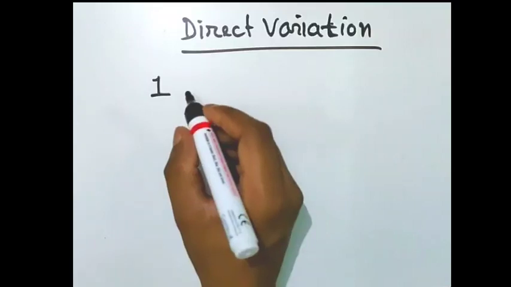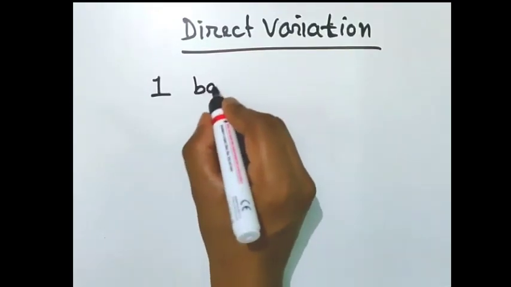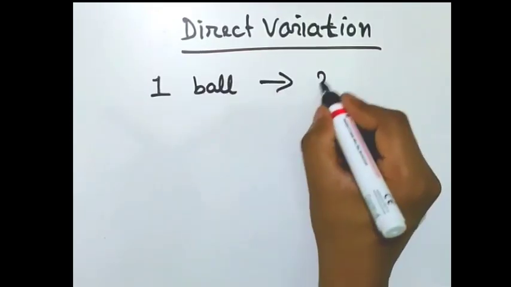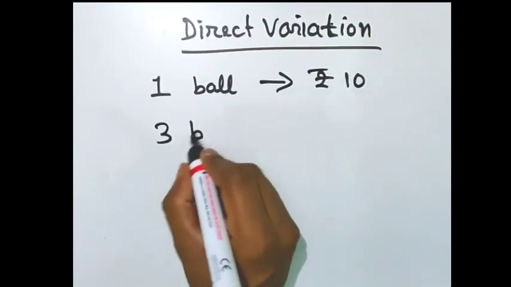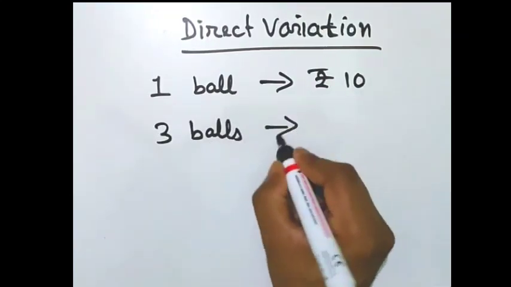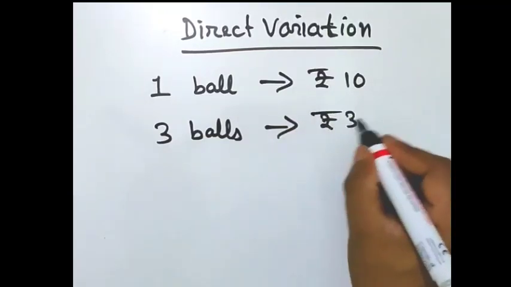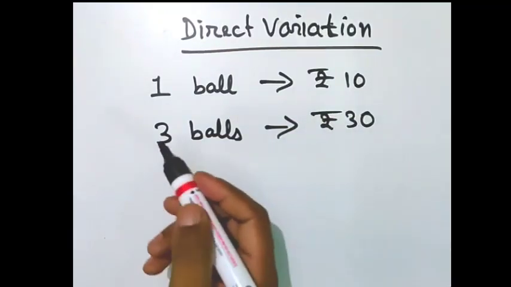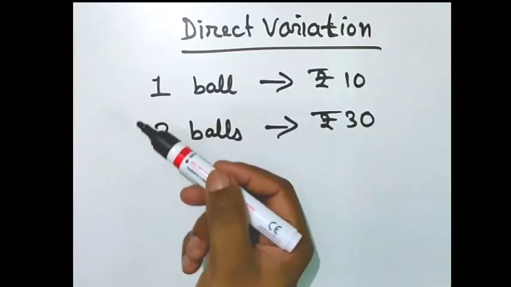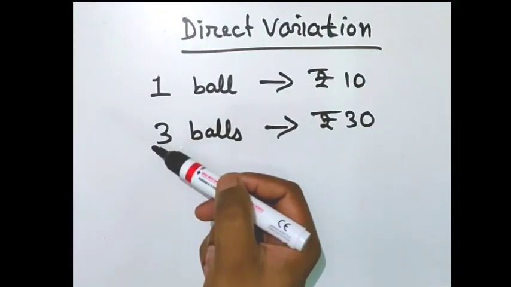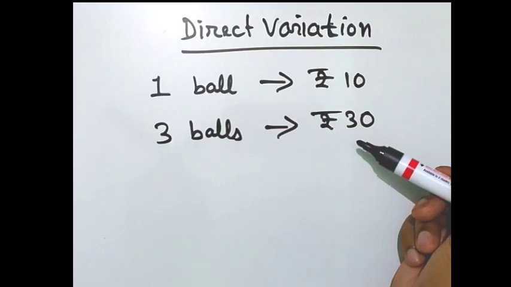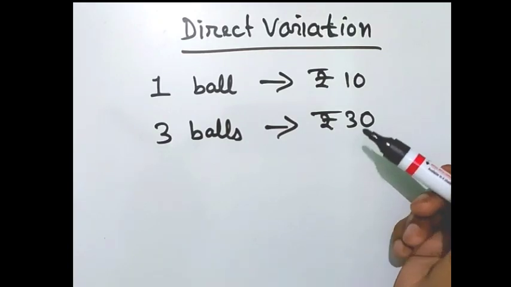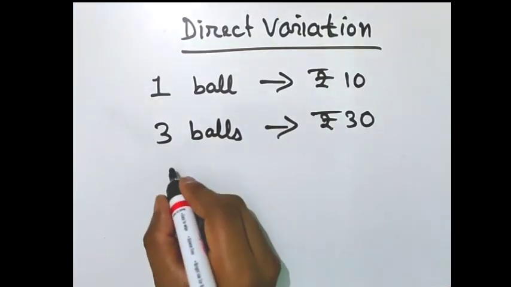Let's say if one ball costs rupees 10, then 3 balls will cost rupees 30. So here if you observe, if you are increasing the number of balls, the price of the balls is also increasing, right? Let's take another example.